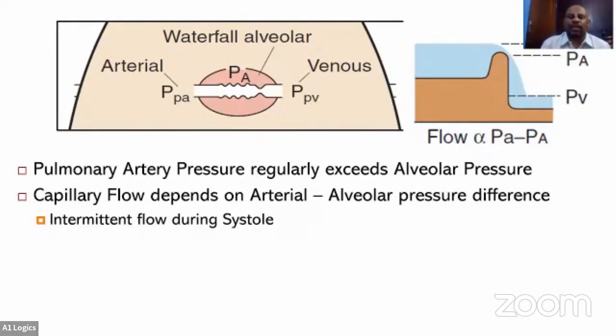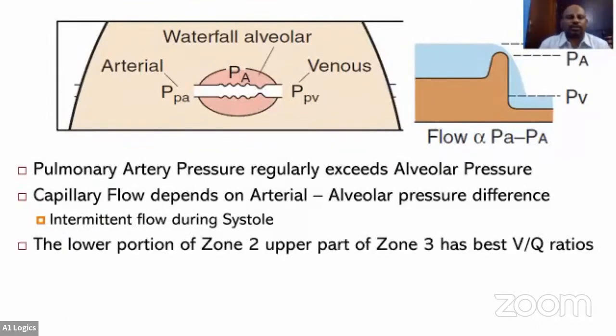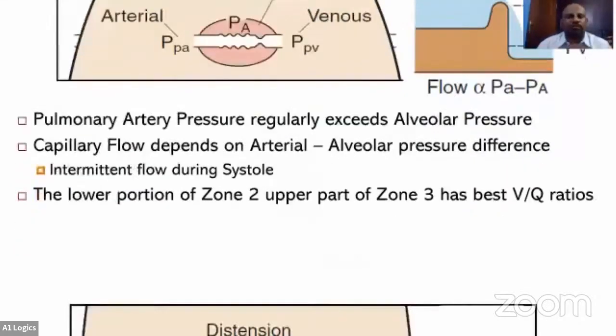In a similar way, cyclically, there is blood flow through the alveoli in this zone 2 region. The lower portion of zone 2 and the upper part of zone 3 have the best VQ ratio area. So these are the areas which are actively participating in good oxygenation.